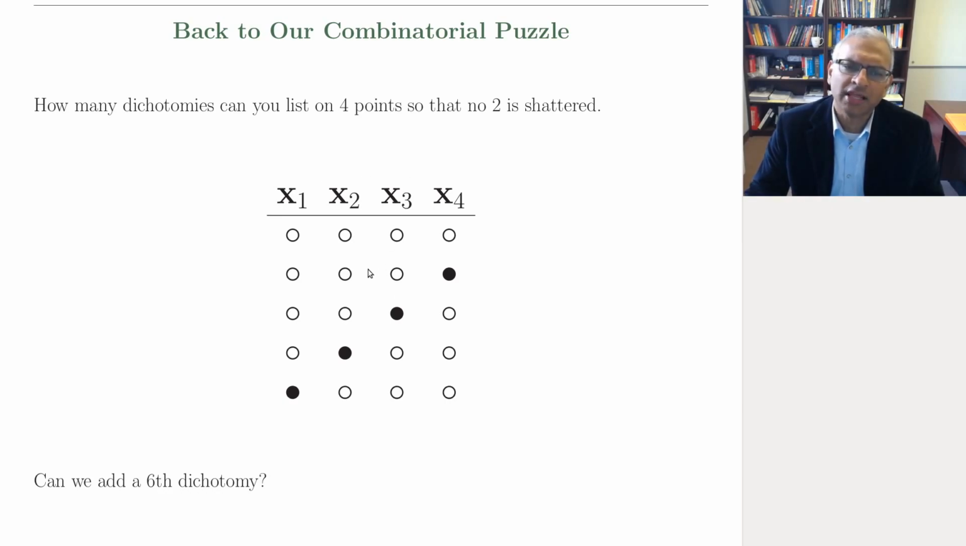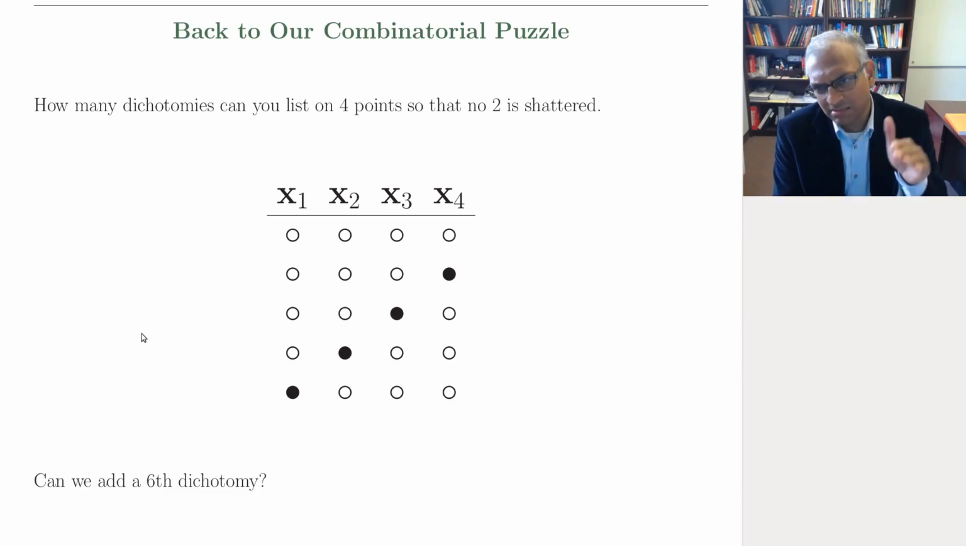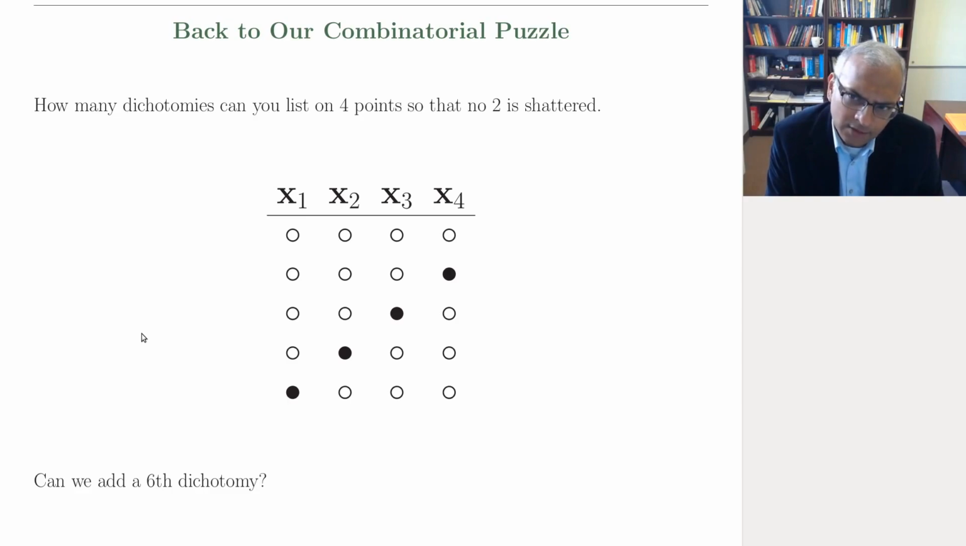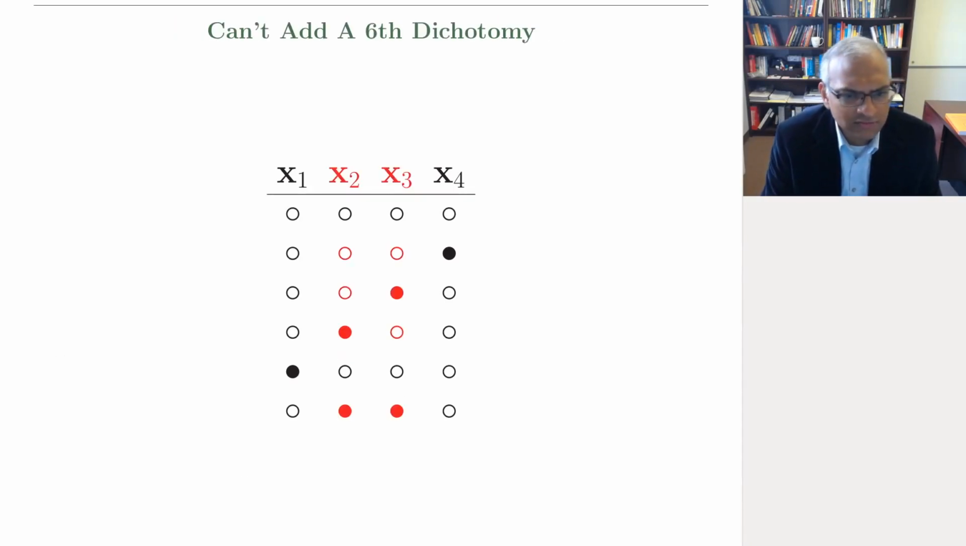If you focus in on any pair of points, you will see a similar phenomenon: we haven't managed to implement all 4 dichotomies on any pair of points. And that's a constraint. The question was, what's the maximum number of dichotomies that you can add? If you worked on this overnight or thought about this from last lecture, and you realized that you cannot do more than 6, then you are correct. So 6 is the maximum number of dichotomies that you can list on 4 points such that no pair of points is shattered by those dichotomies.